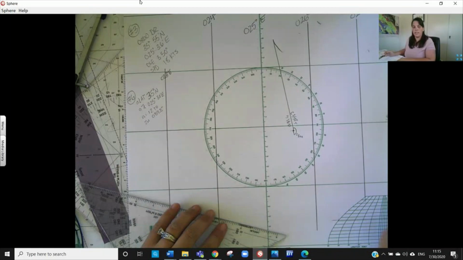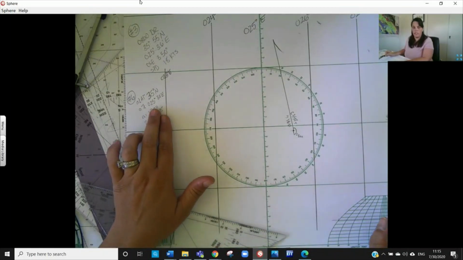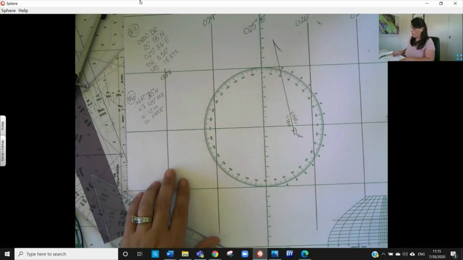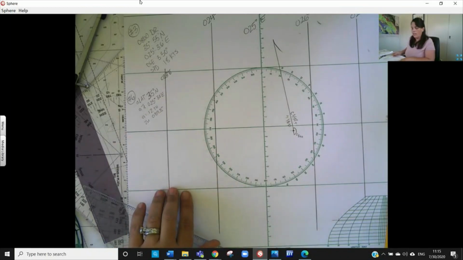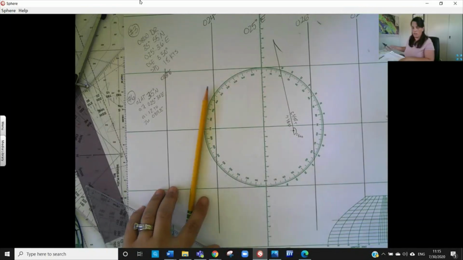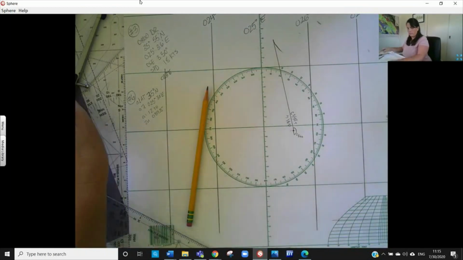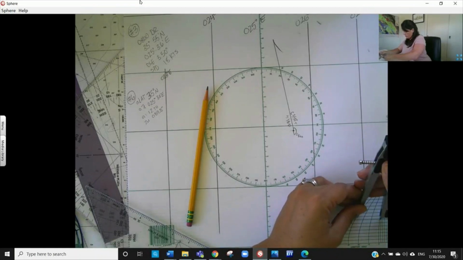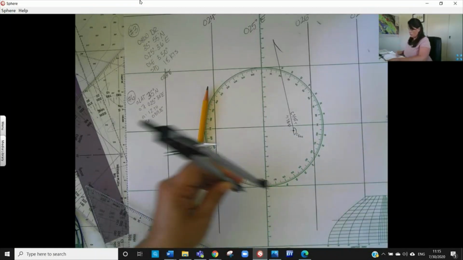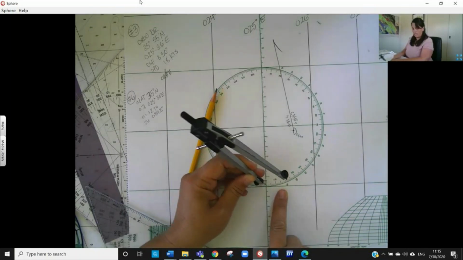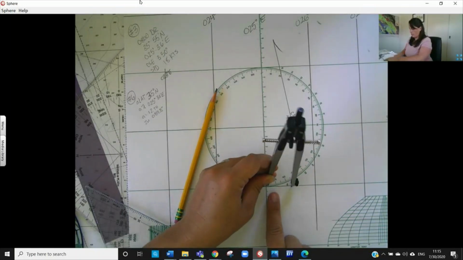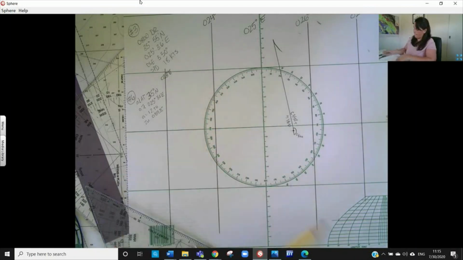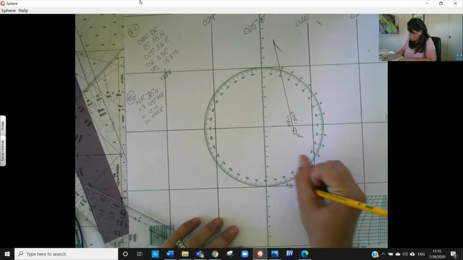Okay, our first step in plotting the LOP is plotting the assumed position. So we have 35 degrees north. We're going to be somewhere along this line. And then we have 25 degrees, 30 minutes east. So I need to find 30 minutes. So on the 35 line, 25 degrees, 30 minutes is right there.